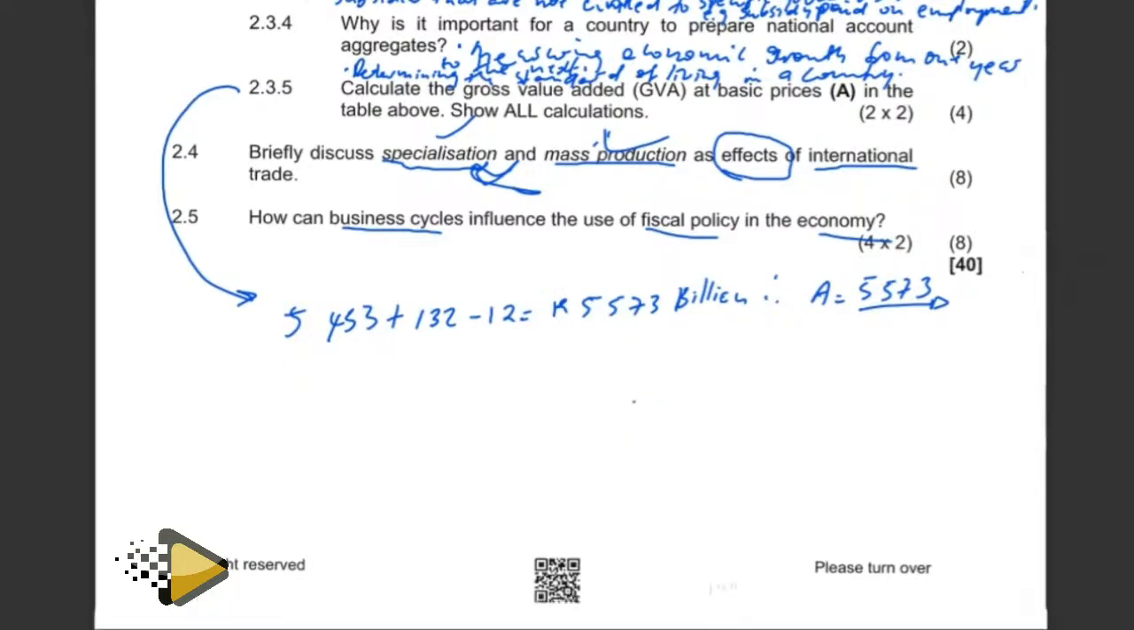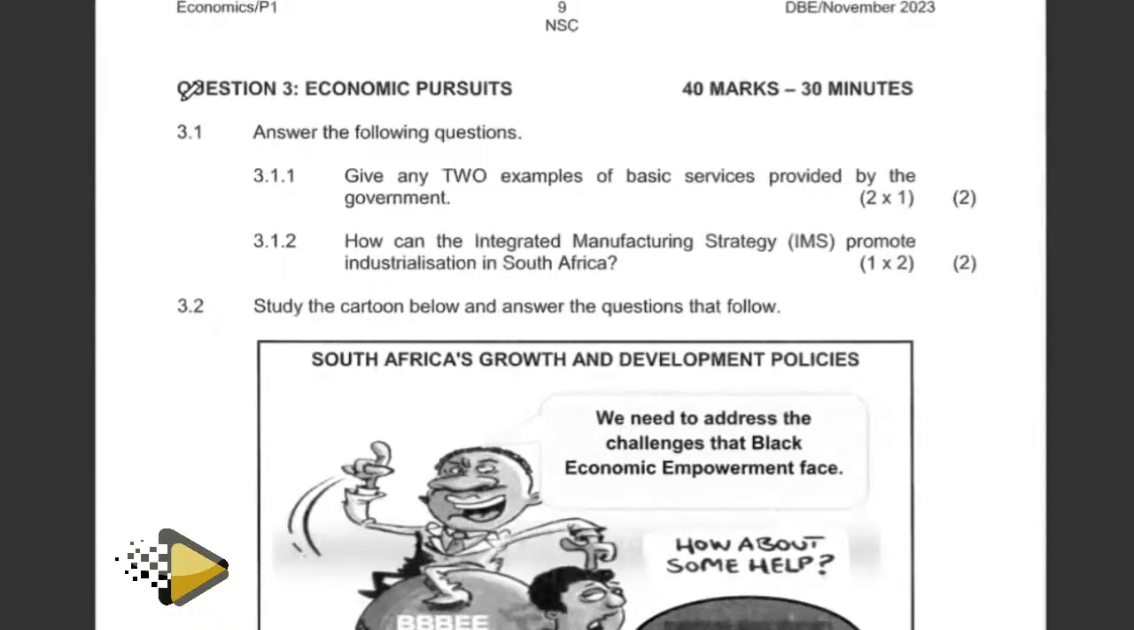The next question that we have is question 3, which runs from 3.1.1 up until 3.5. Okay, right. So 3.1 reads as follows: give any two examples of basic services provided by the government. So what are the basic services that are provided by the government? Number one, the government issues what we call grants.